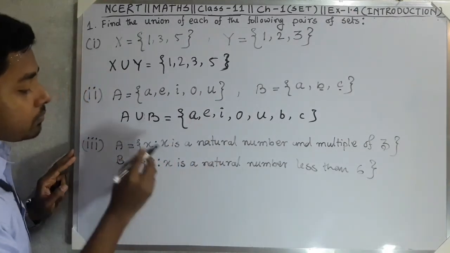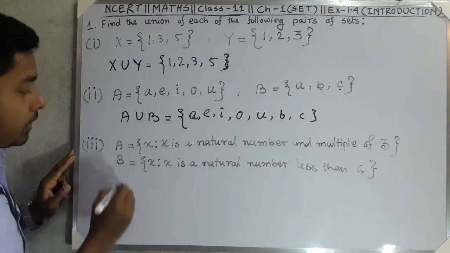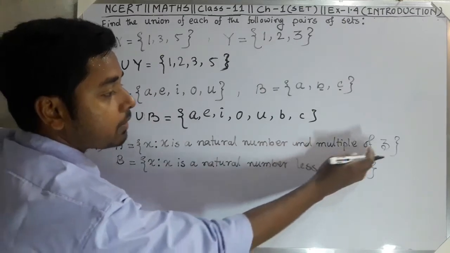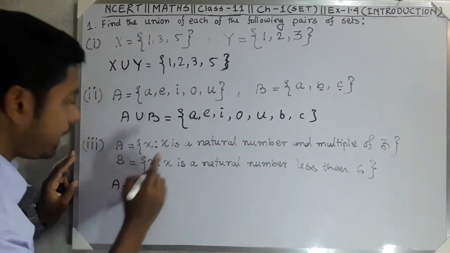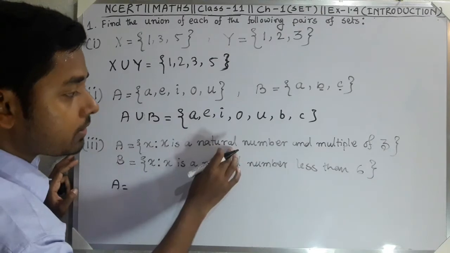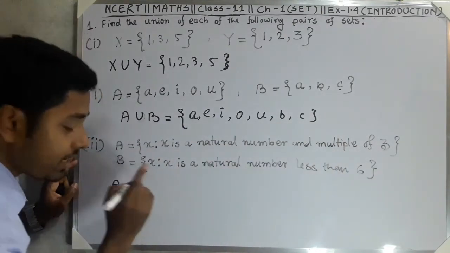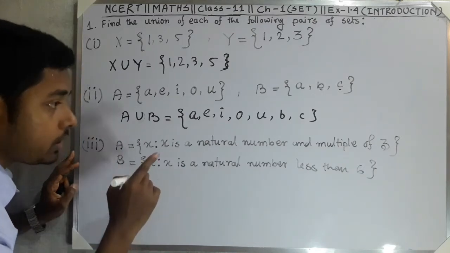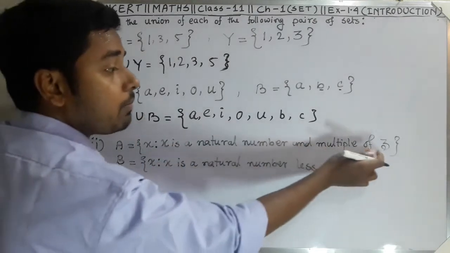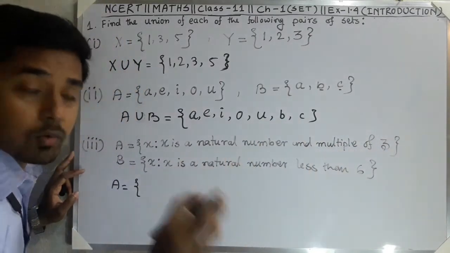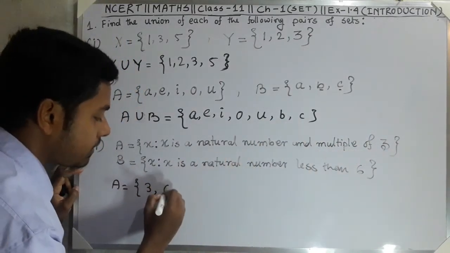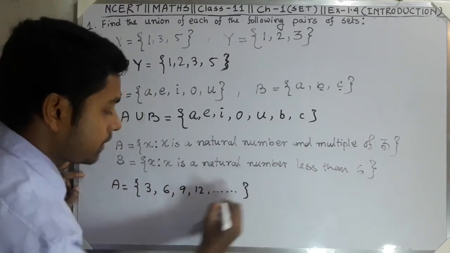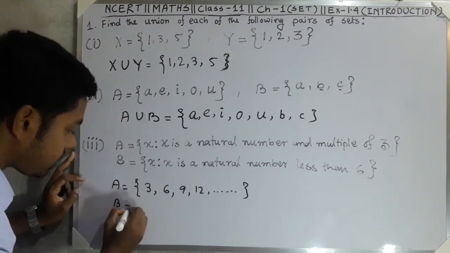Now what do I have to do? What is the question asking? A is equal to {x such that x is a natural number and a multiple of 3}. So what will be the set A? Natural number means it will start from 1, but it will be a multiple of 3, that means 3 into 1, that is 3; 3 into 2 is 6, 3 into 3 is 9, 3 into 4 is 12, and it is continuing. This is set A.